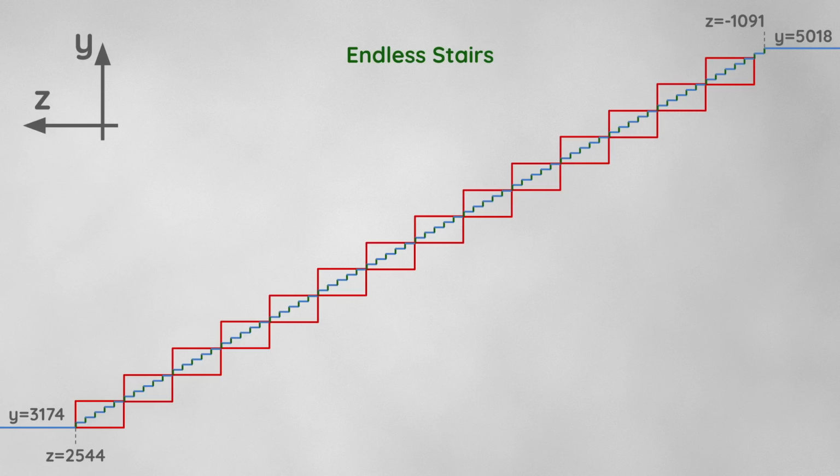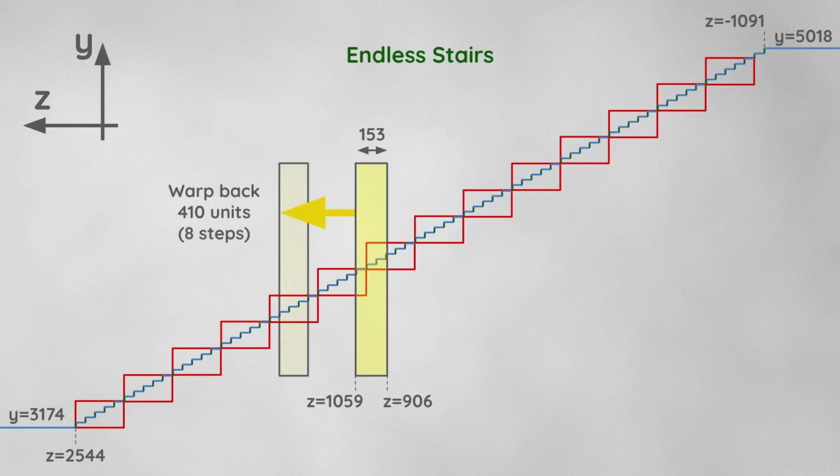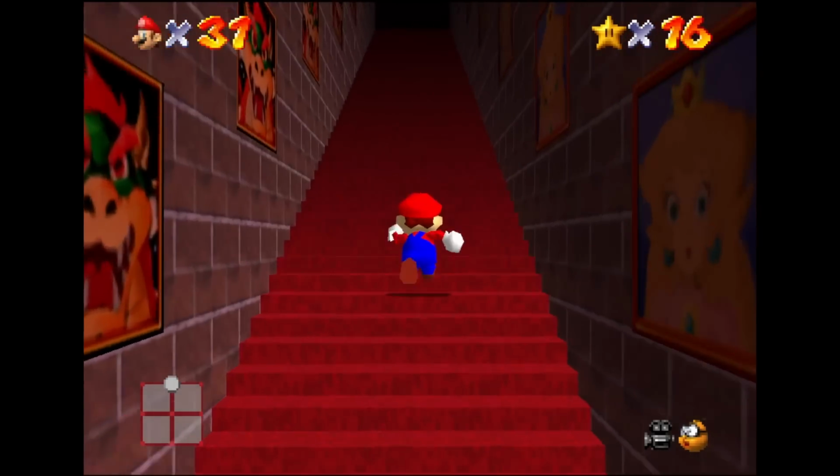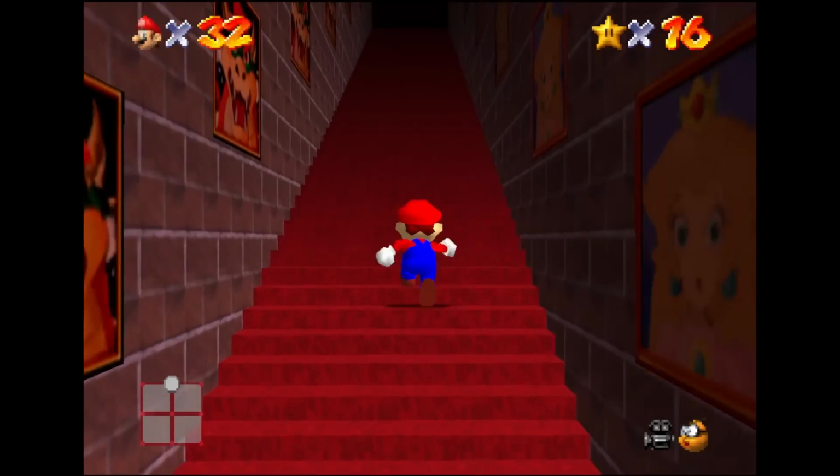So when I was double checking this, I found that the stairs ended 1 unit earlier than I expected. And I realised that this guy is 1 unit shorter than he should be, so spare a thought for him next time you run past. But before that, we have to get past this region, spanning 153 units or 3 steps. Entering anywhere in this region teleports us back 410 units, which is 8 steps. This is why these are called the endless stairs. But if we lock the camera, we can see what's really happening.